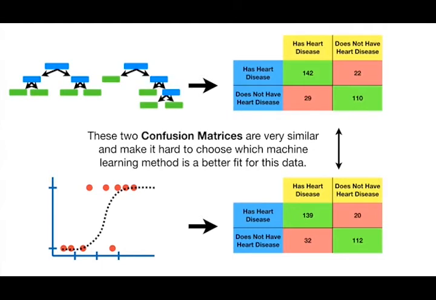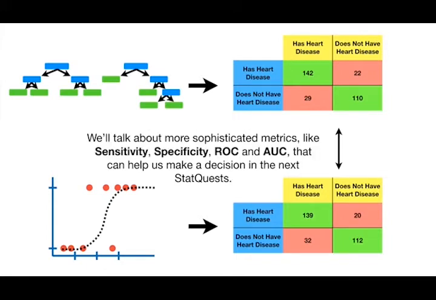Lastly, we can apply logistic regression to the testing dataset and create a confusion matrix. These 2 confusion matrices are very similar and make it hard to choose which machine learning method is a better fit for this data. We'll talk about more sophisticated metrics like sensitivity, specificity, ROC, and AUC that can help us make a decision in the next StatQuests.